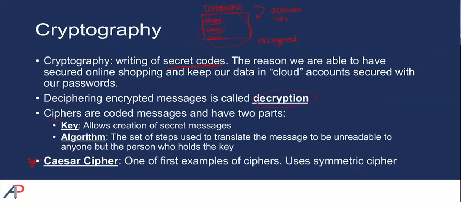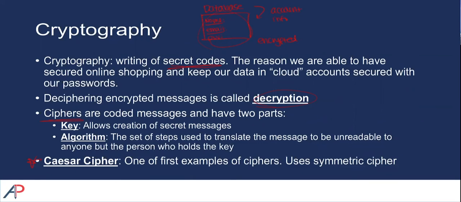Ciphers are coded messages and they have two parts. The first one is the key and the second part is the algorithm. The key allows the creation of secret messages. An algorithm is a set of steps used to translate the message to be unreadable to anyone but the person who holds the key. So in a way, the key is like a rule and the algorithm is a set of steps to implement it based on the rule.